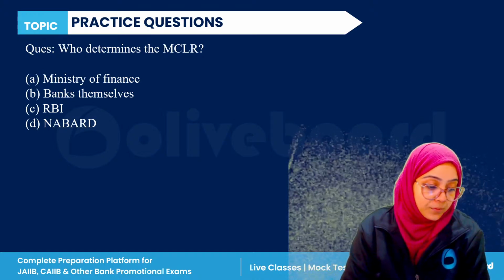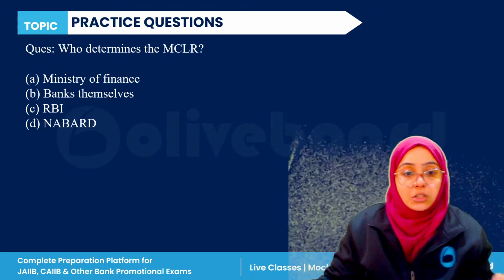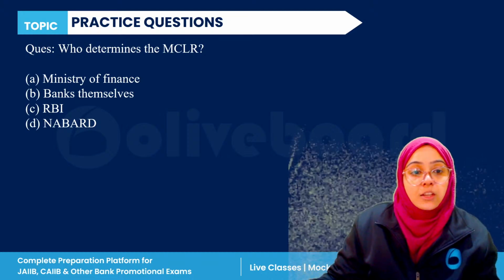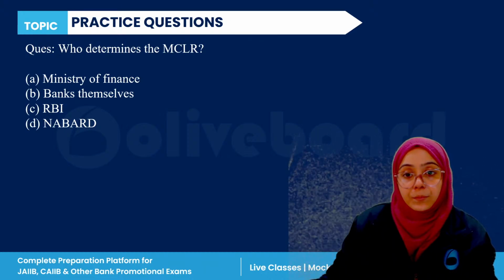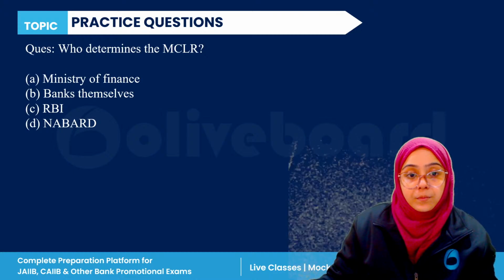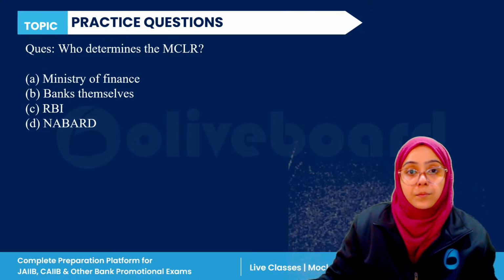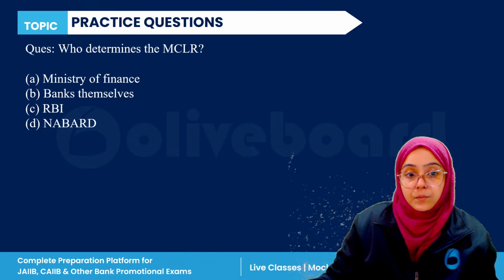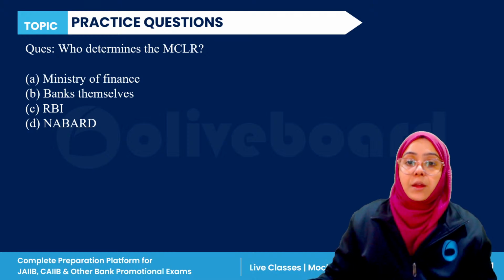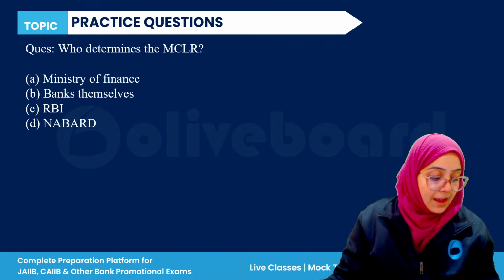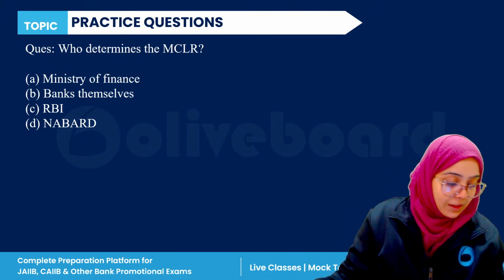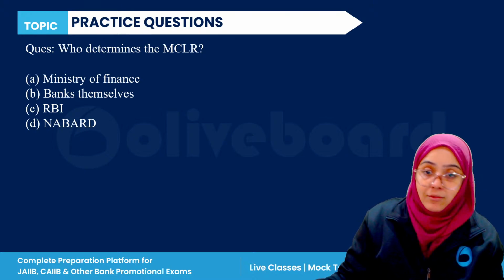Everyone, please answer this question. Just a second. Okay, everyone, who determines the MCLR? Volume is low. How is the volume low? Anyone having the same thing? Volume is low. Now everything is good. Yes or no?